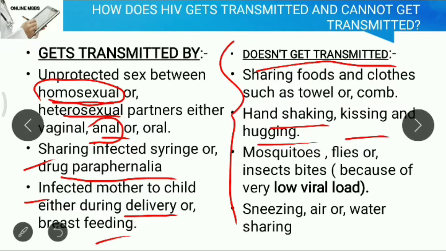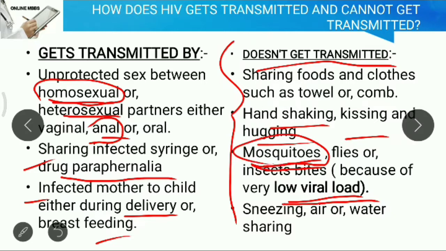And also it doesn't get transmitted through mosquito bites. You may be confused: if HIV/AIDS can get transmitted by blood transfusion, why doesn't it get transmitted through mosquito bites? Because of the low viral load. To cause any disease, the viral load should be high, and with HIV/AIDS, if the viral load is low, it cannot cause the disease. So the viral load is not enough.